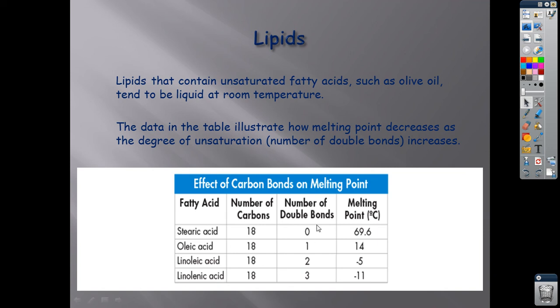Now I want you to notice this. Look at the number of double bonds in these various fatty acids. As it goes increasing, what does melting point do? Melting point actually starts to decrease. So, the thing to remember here is that as the number of double bonds goes higher, the melting point will decrease, meaning that it takes less temperature, or colder temperatures, just to get something to melt from being a solid down into eventually a liquid.